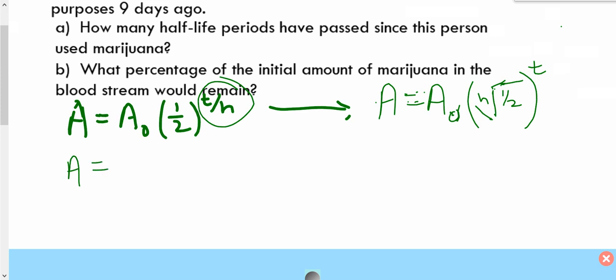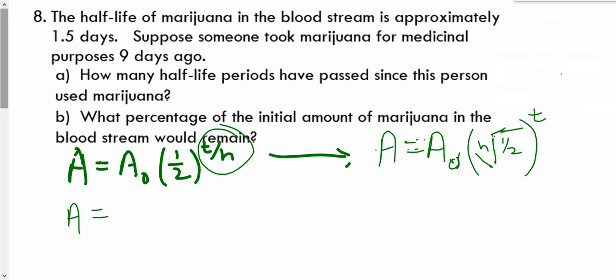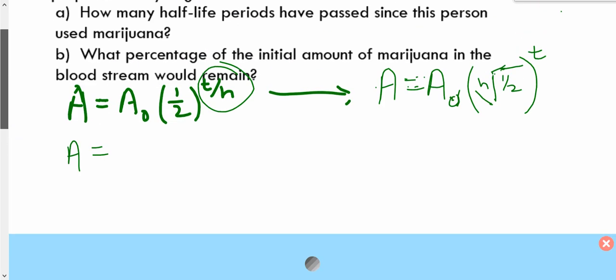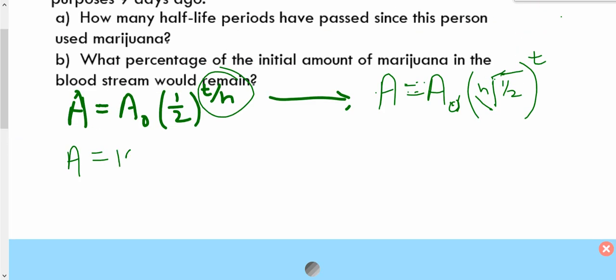I started with how much? Oh, you know what? They didn't actually give us a quantity. Oh, this is good. I'm just reading the question saying, how much did they take 9 days ago? If we don't know what they took 9 days ago, then what you're going to do is just assume it's 100, because this is a percentage, basically. You can treat this as 100%.